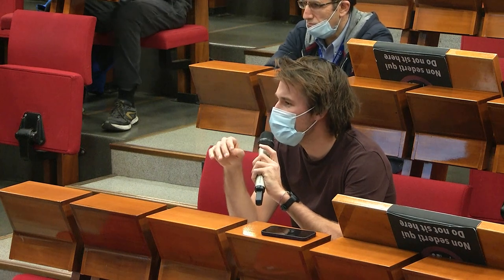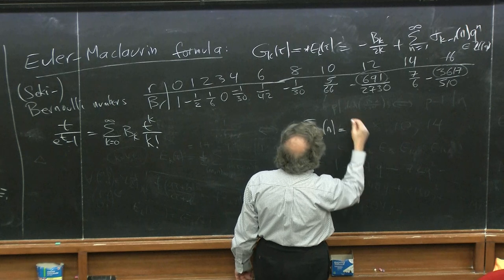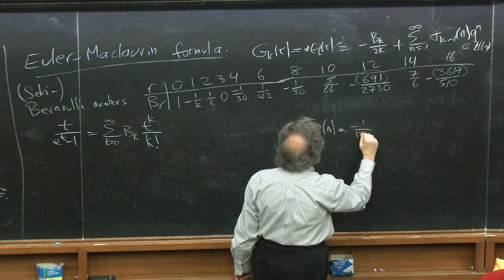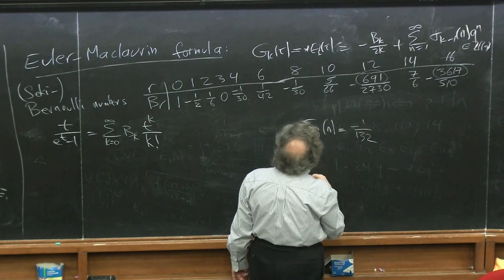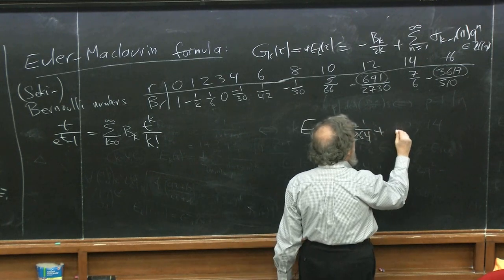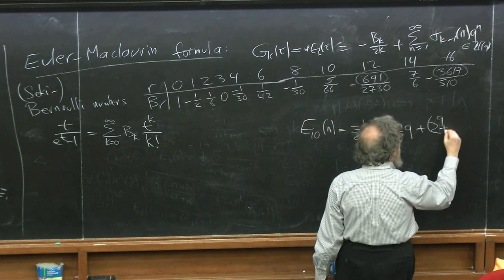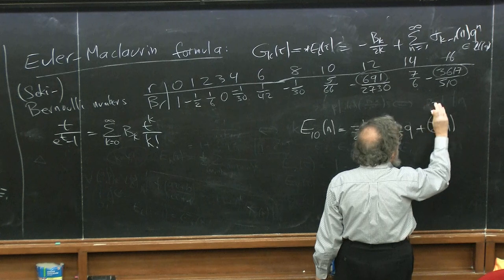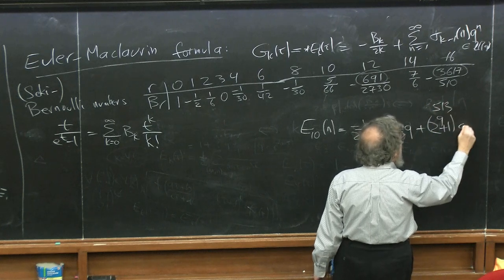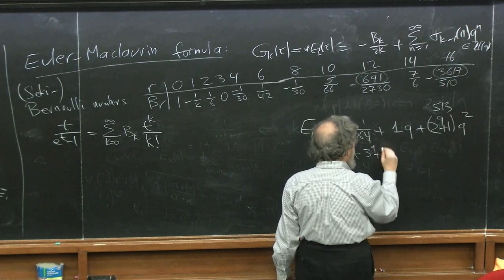Well, let's look at E10 of n. So it's some constant, which is B10 over 12. So it's minus 1 over 132. If I did it right, I may have. Oh, it's BK over 2K. So it's over 264. And then it's 1 times Q. Then it's 2 to the 9th plus 1. Now, of course, you can say that's a big number. It's 513.